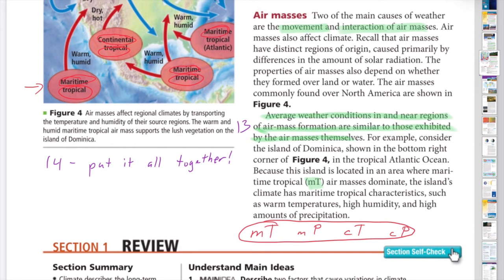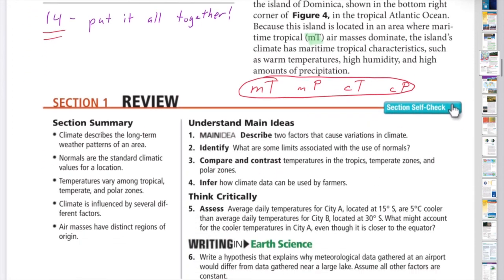Now I mentioned the numbers, number 14 on your reading guide. Basically you need to put all this together to answer that question. And that brings us to the review questions down here.